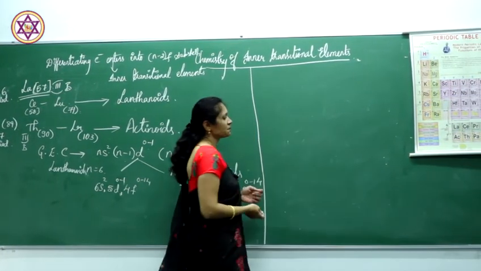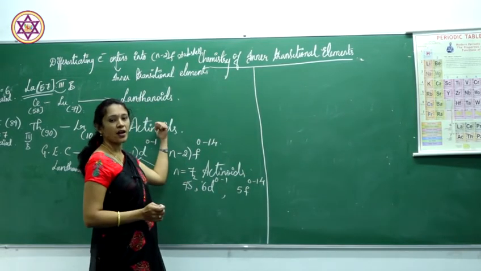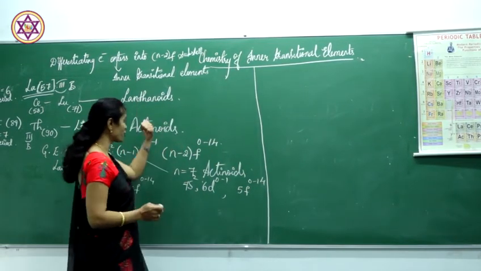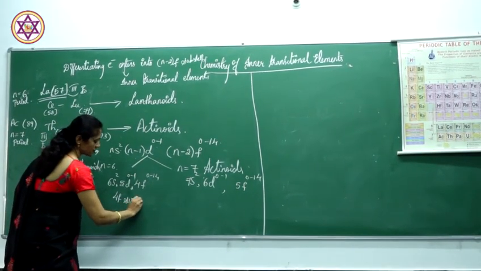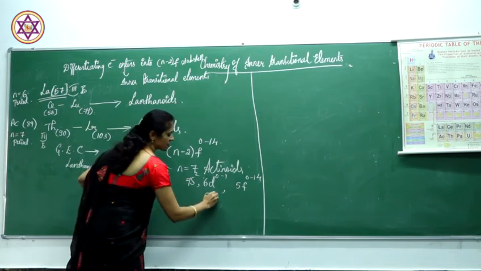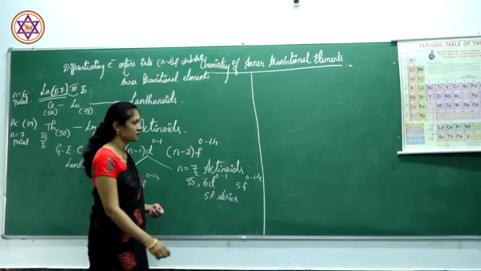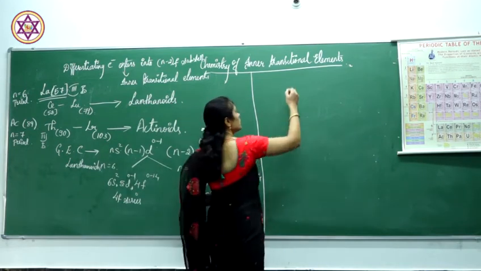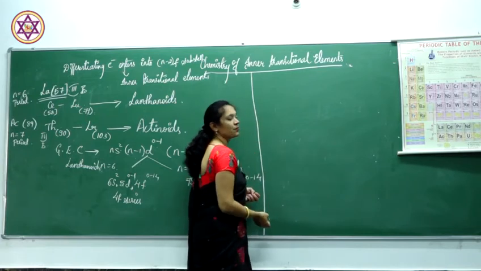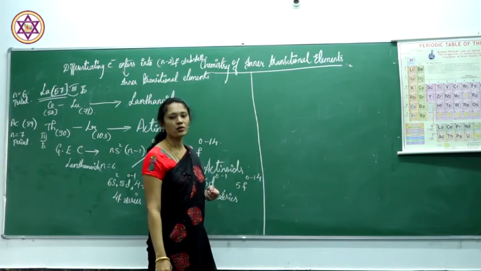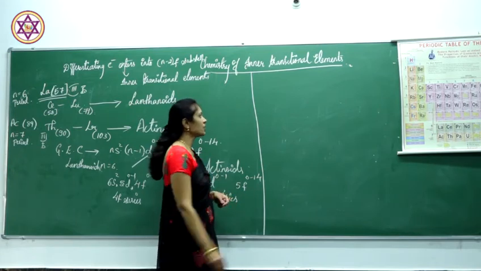You all know that these lanthanoids are the 4f series elements, and the 5f series elements are called actinoids in the periodic table. Coming to the electronic configuration, I am taking the elements from cerium to lutetium, all the 14 elements. How do we represent the general electronic configuration for these 14 elements?